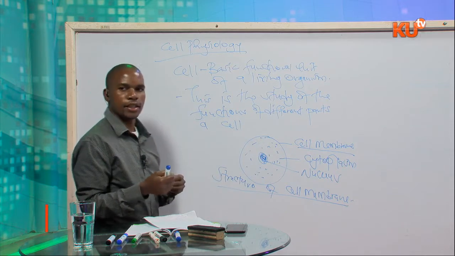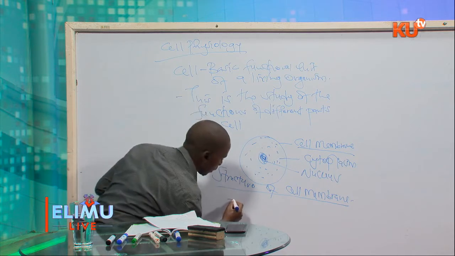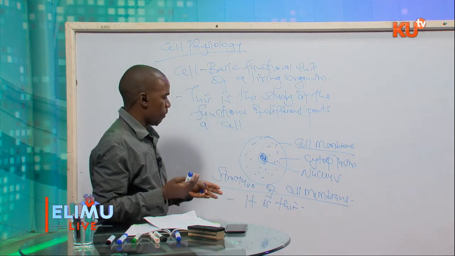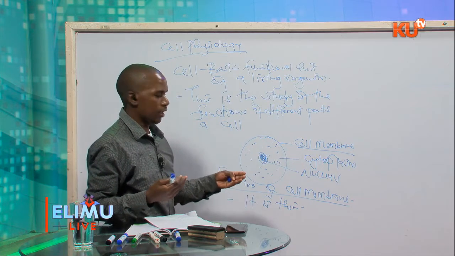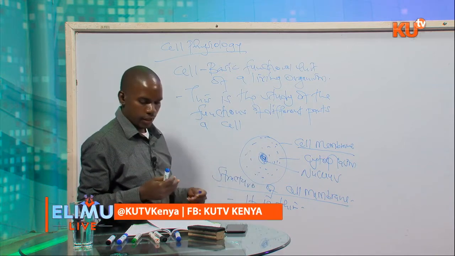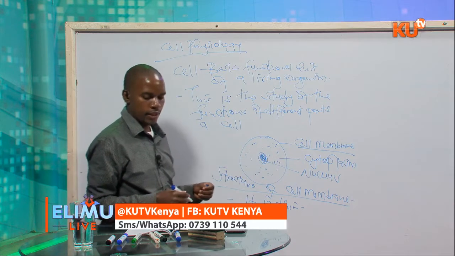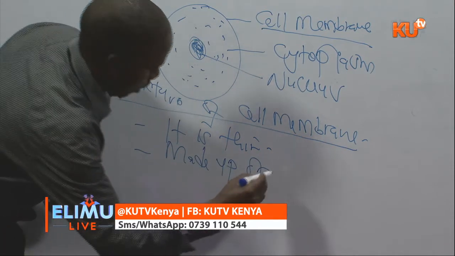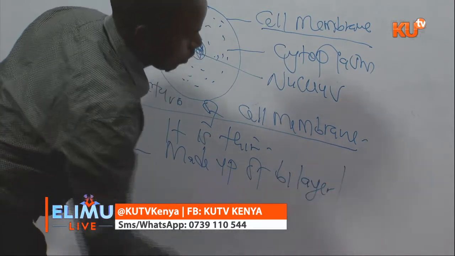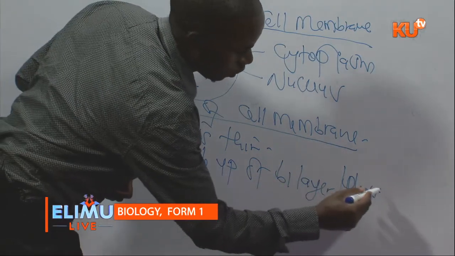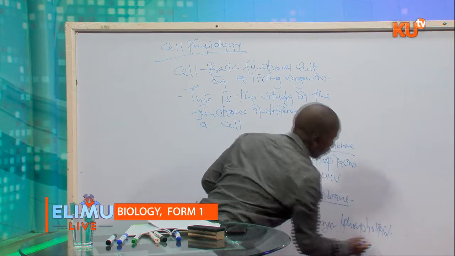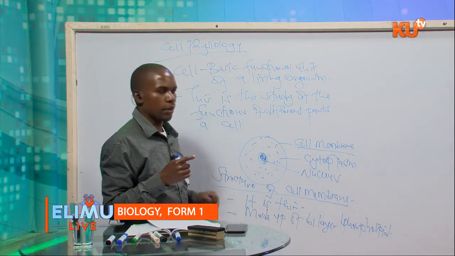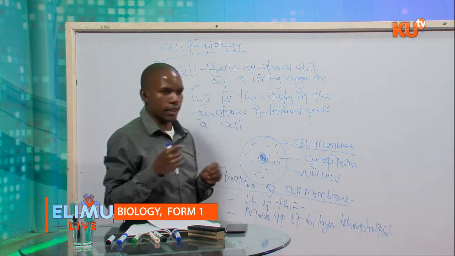So the first thing you have to notice is that the cell membrane is thin. We are just looking at its adaptation. It is thin. Why is it thin? To allow permeability of certain molecules inside the cell. The other thing you need to know about the cell membrane is that it is made up of a bilayer, or what we refer to as a phospholipid layer. So these two are basically the major things that enable the cell membrane to carry out the physiological processes that we are just about to see.